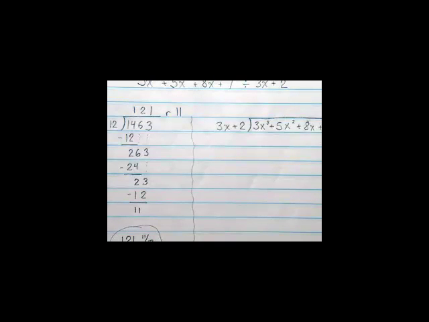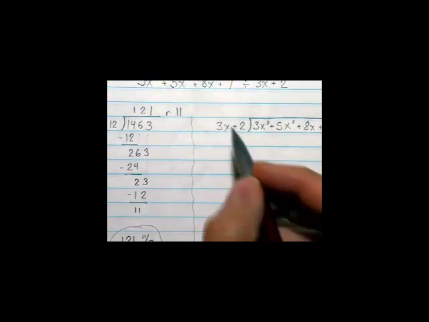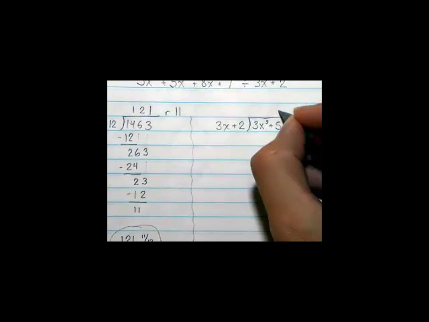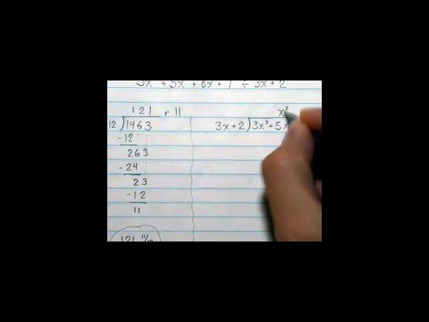How many times does 3x go into 3x to the third? Or, what might be a better question in this sense is, what do I multiply 3x by to get 3x to the third? X squared. Okay. So I'm going to put an x squared on the top. However, since it's x squared, I'm going to put it in line with the x squared.